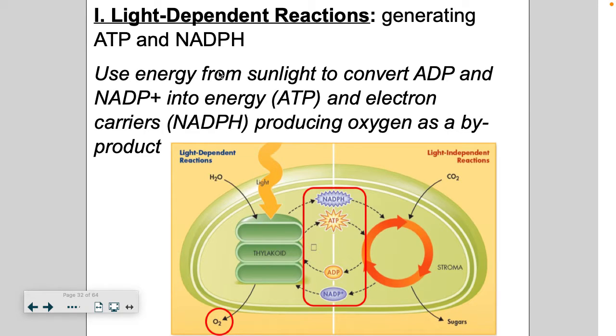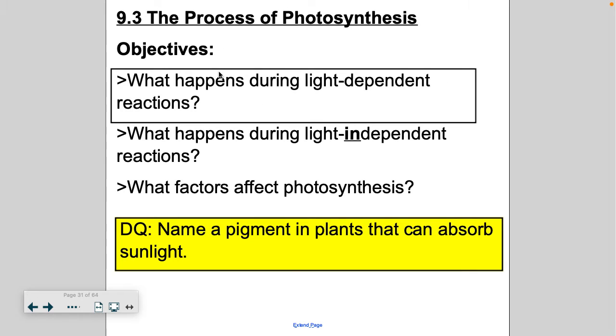Okay, in this video, I am going to cover section 9.3, the process of photosynthesis. And this is a really big section in our book. It's got so much information, so many tiny little details that we're going to spend quite a few days on this section. And it's about the process of photosynthesis. It's not as simple as taking water, CO2, a little bit of sunlight, and making sugars and oxygen.